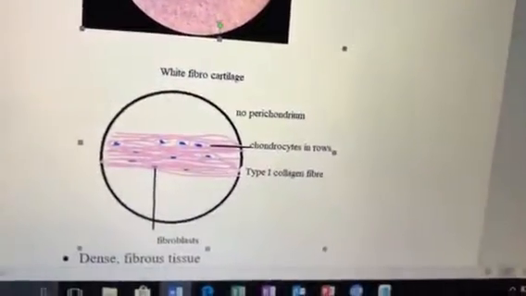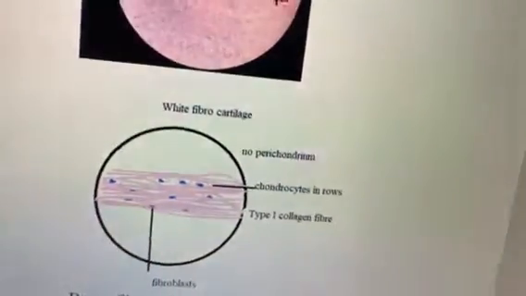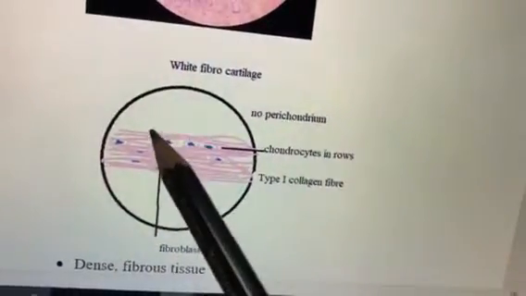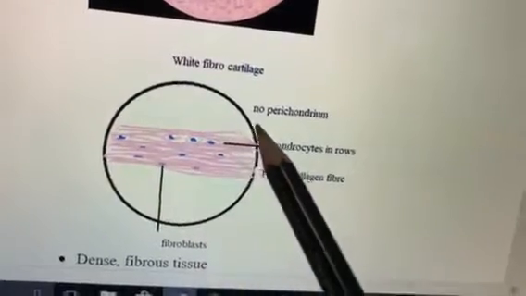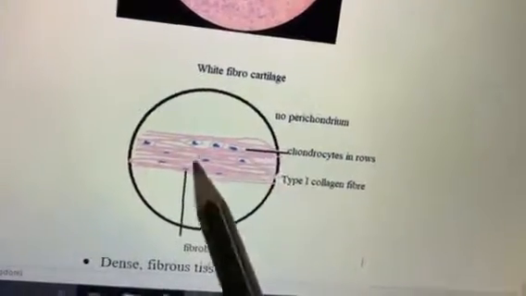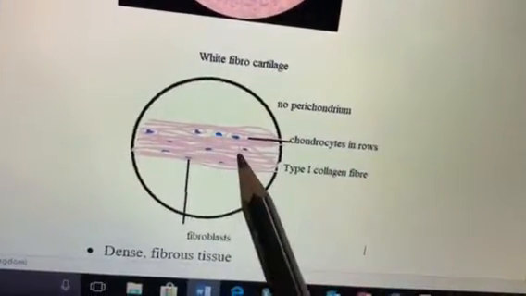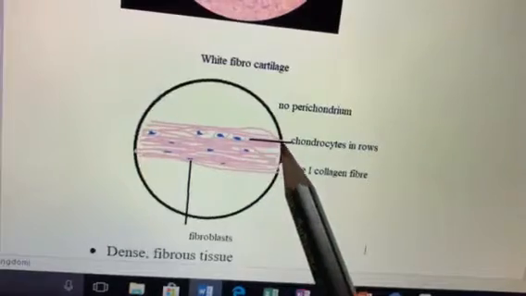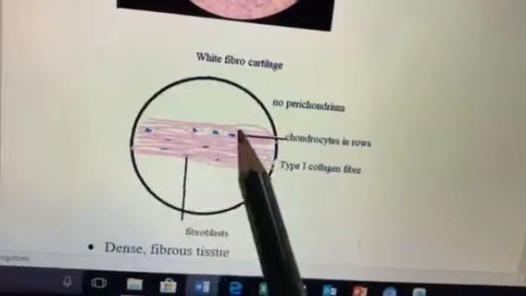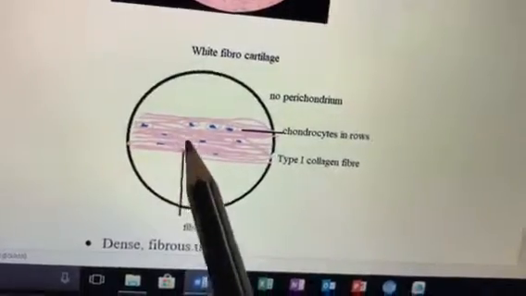The same thing you have to write for the fibrocartilage, but one extra thing for the fibrocartilage: it doesn't have perichondrium, and here there are tight fibers. White fibrocartilage means very tough. So which fibers will you use? Type 1 collagen fibers. Inside the collagen fibers, the chondrocytes are trapped. That's why it appears in rows, and in between you can see the fibrocytes.